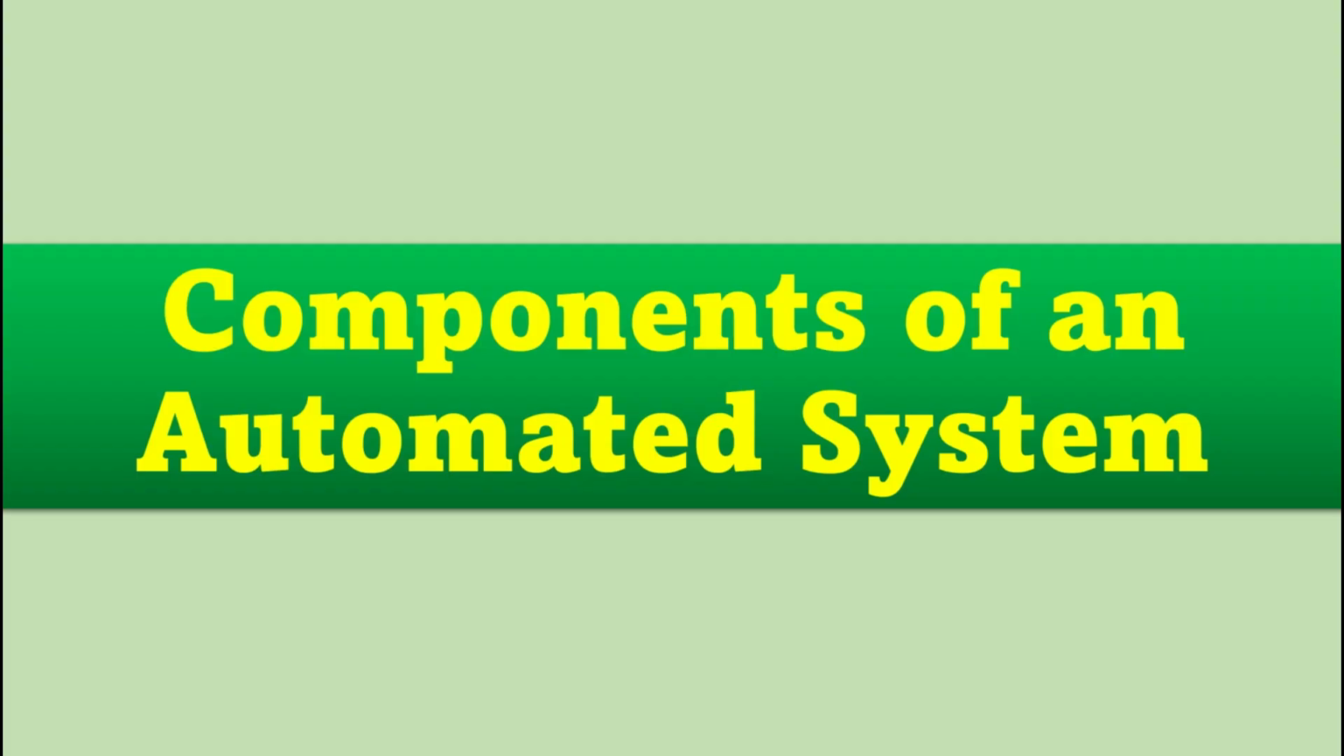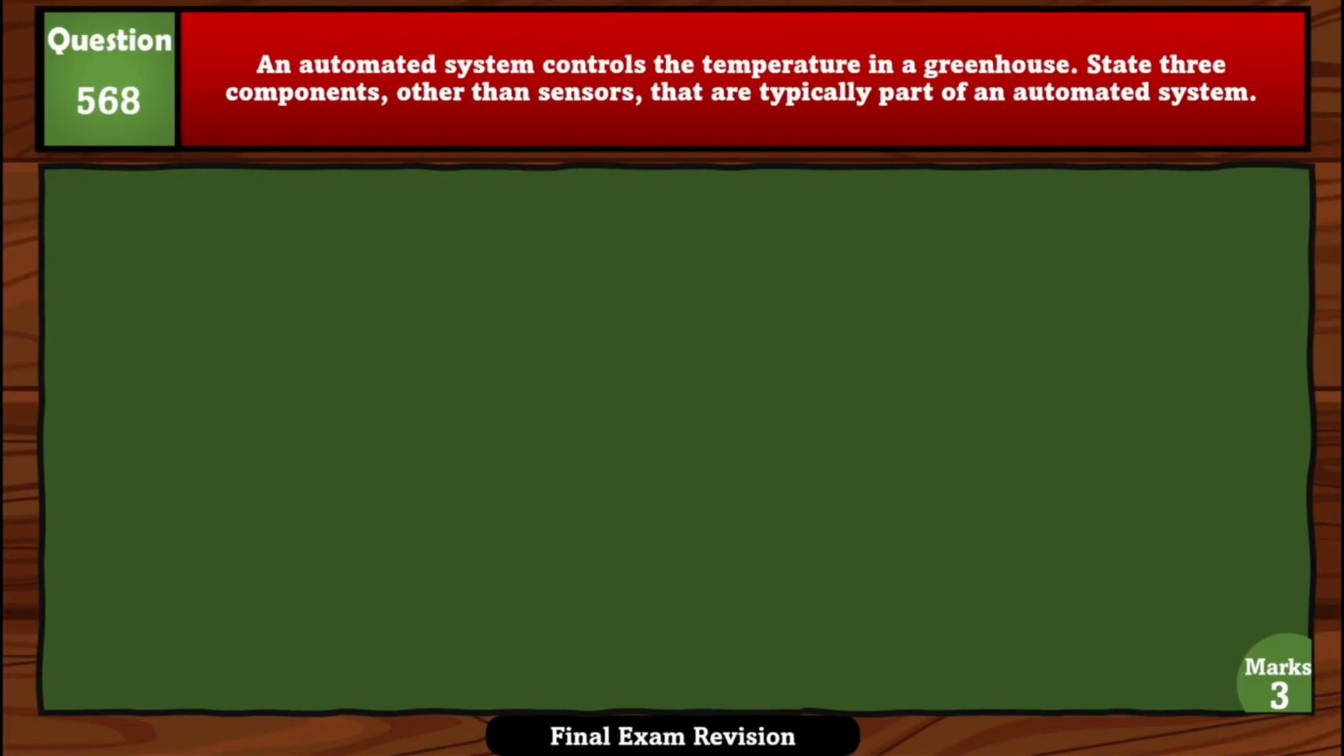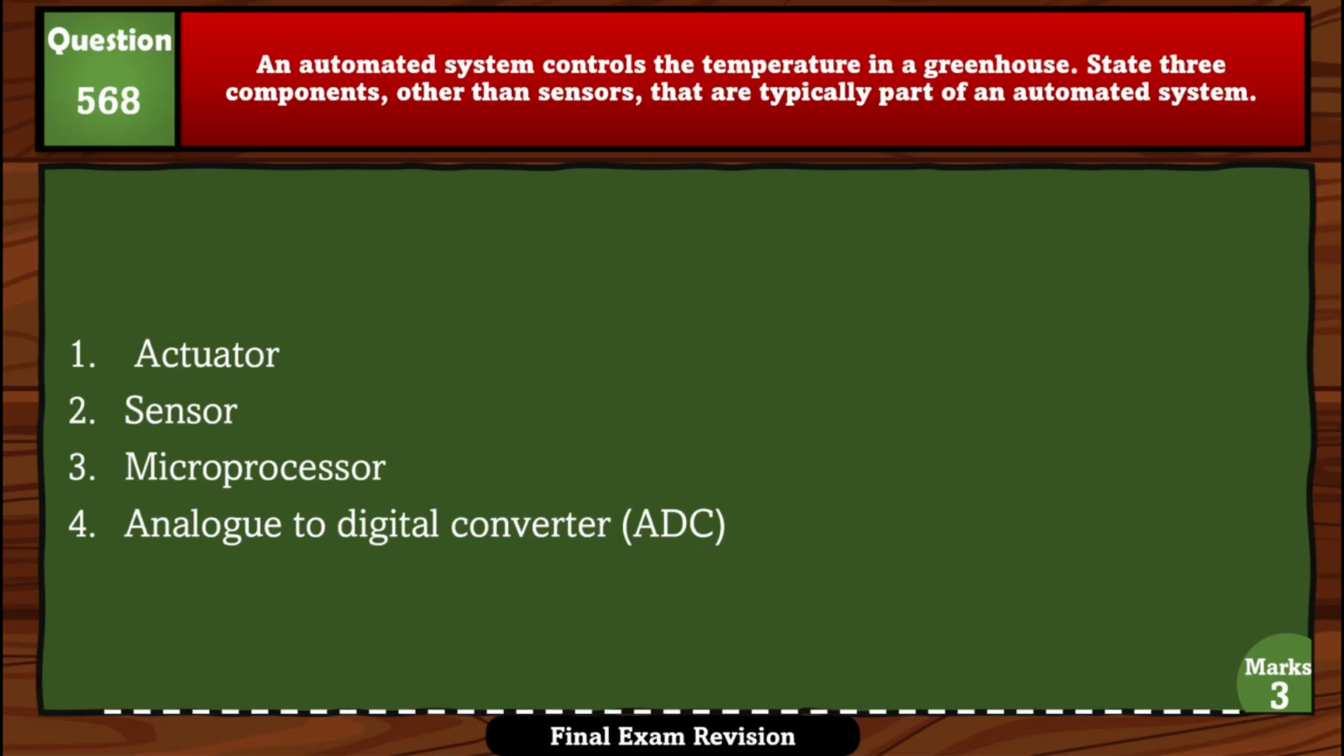Components of an automated system. Question 568. An automated system controls the temperature in a greenhouse. State 3 components other than sensors that are typically part of an automated system. Number 1, actuator. Number 2, sensor. Number 3, microprocessor. Number 4, analog to digital converter or ADC.